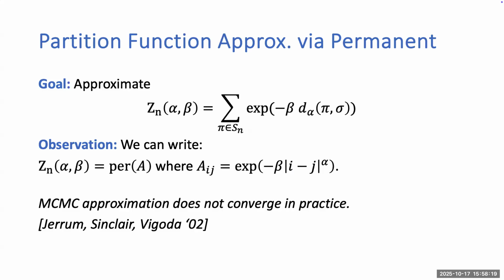One simple observation that is true about a lot of these normalizing constants is that it can be written as a permanent of a matrix where a_ij is just the exponent of minus beta times |i minus j| to the power alpha. You were asking why I didn't use 1 over alpha power; then I couldn't use a theorem like that later. Yeah.